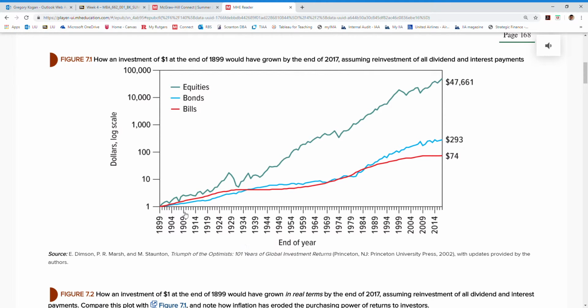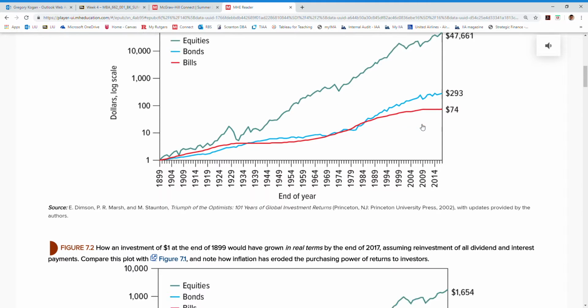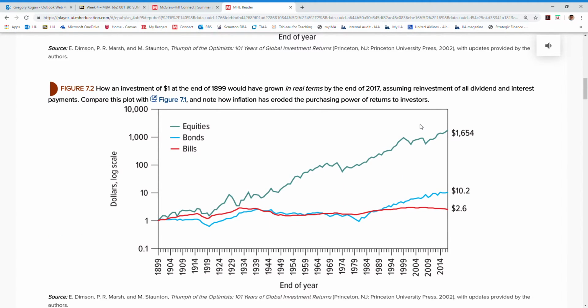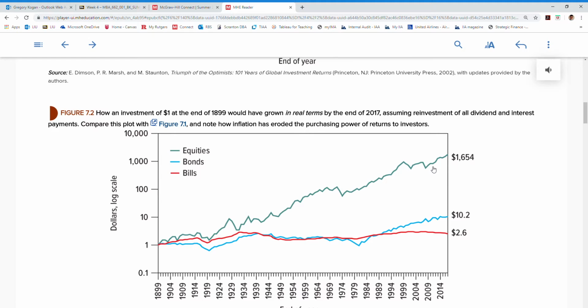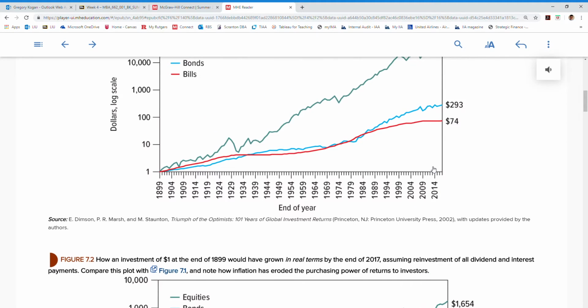over about 117 years. Okay, so we see the bills, the treasury bills, the bonds, the corporate bonds, and the equity is over here. Okay, so just to get a feel for this, and this is the real terms outside of inflation. So big difference outside of inflation as well. Very interesting in real terms of what's going on.